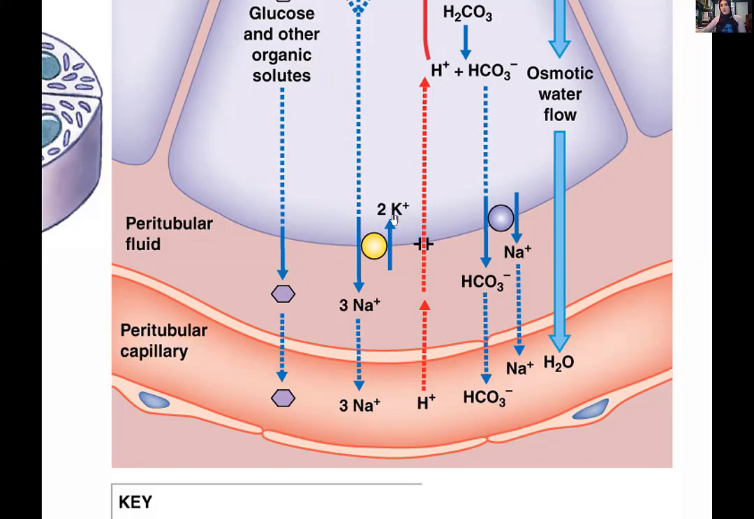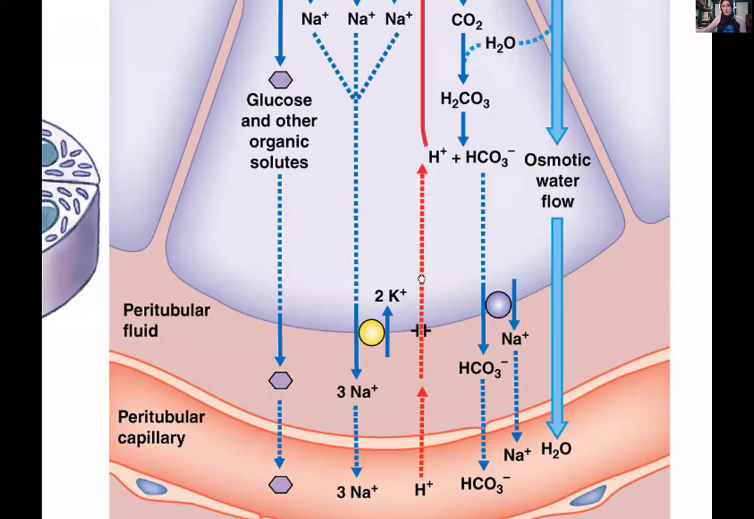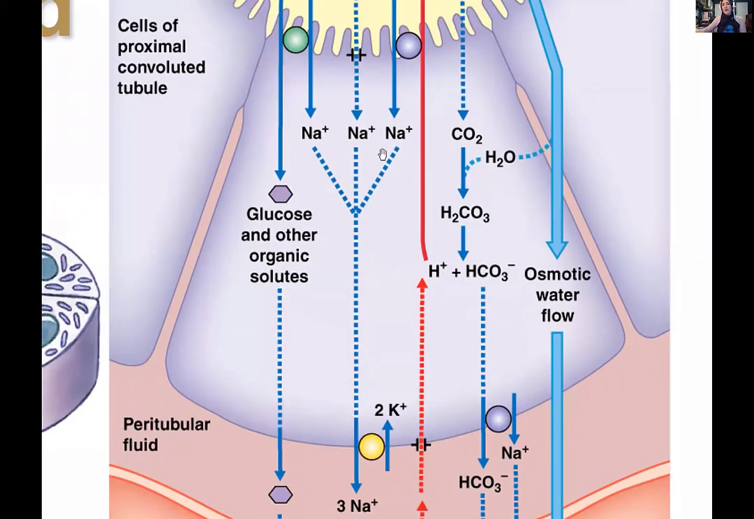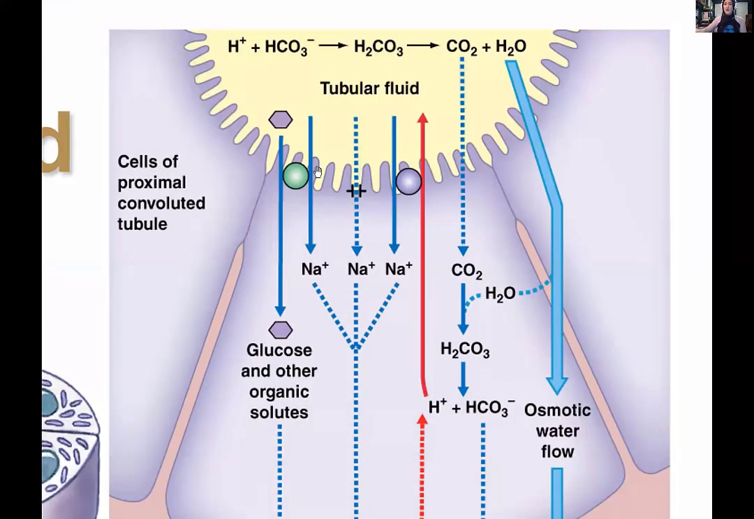So why is this important? Why do you need this constant flux of sodium? Well, if sodium is constantly being removed from the inside of the cell, that means that the concentration of sodium inside of the PCT cells is consistently very low. And in fact, it's consistently lower than the tubular fluid.